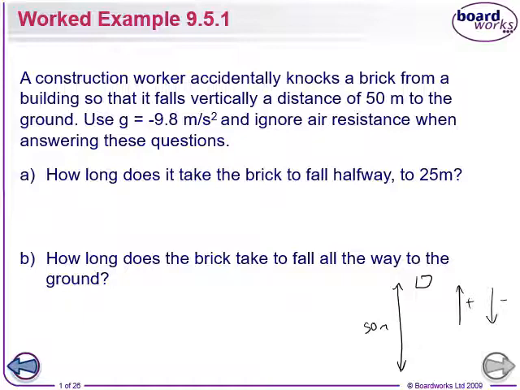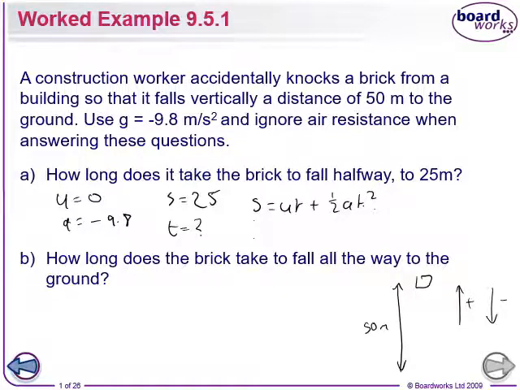So what do we know? Initial speed. We know initial speed is 0. It starts at rest. What else do we know? Acceleration is equal to negative 9.8. What else do we know? Distance. What's distance? 50. Not 50, 25. In this particular question, we only want to know how long it takes the brick to travel halfway, 25 metres. So what are we looking for? We're looking for time. So that's s equals ut plus a half at squared.